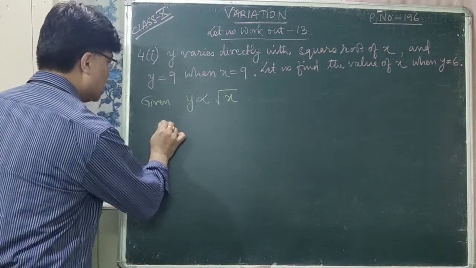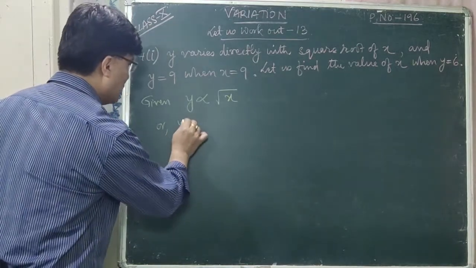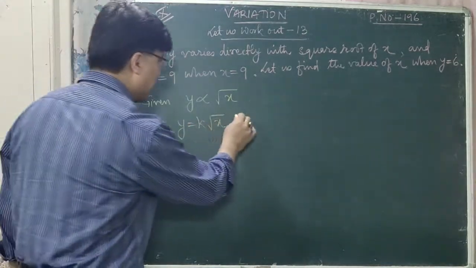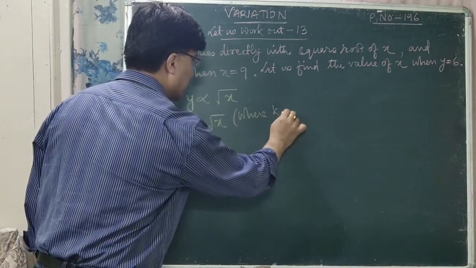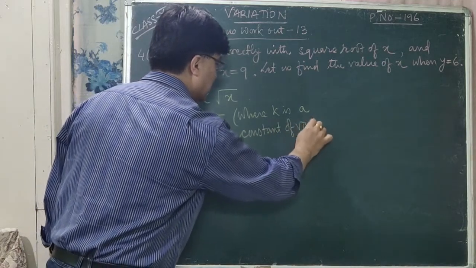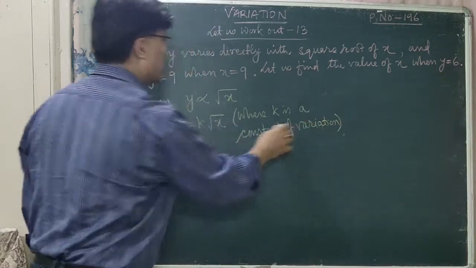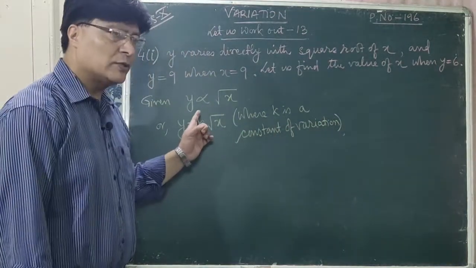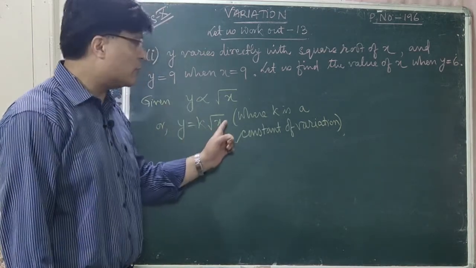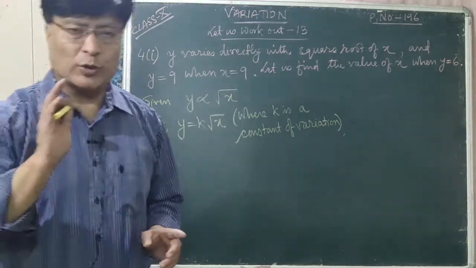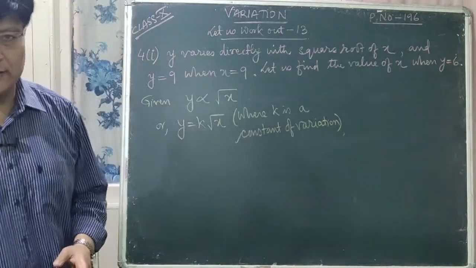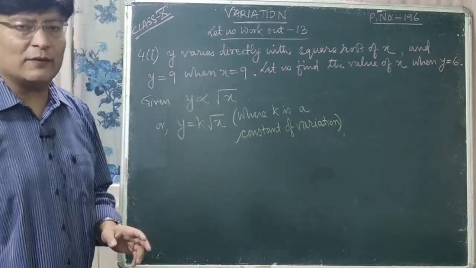So let us convert this proportional sign into equality, or y is equal to k into root over x. Is that clear? So within bracket you have to write where k is a constant of variation. So always you have to write down that. If this proportional is converted into equality, then you should multiply the right hand side by k, and always write down where k is a constant of variation. In the exam, if you don't write this, one mark will be deducted.